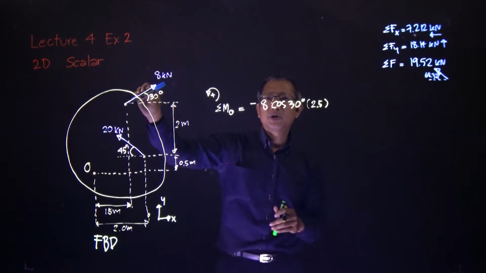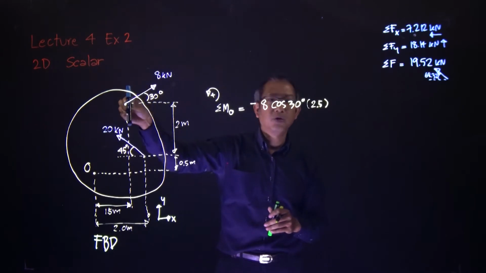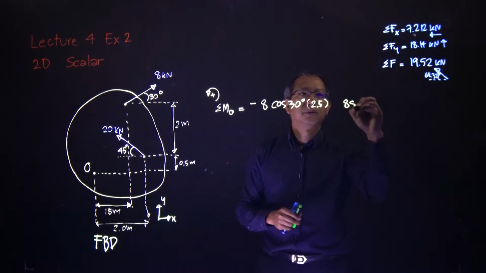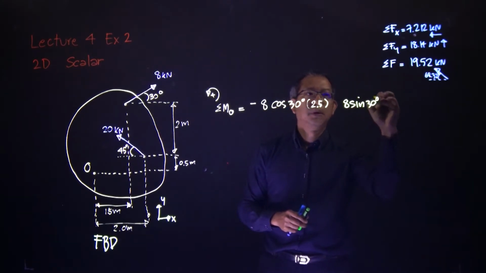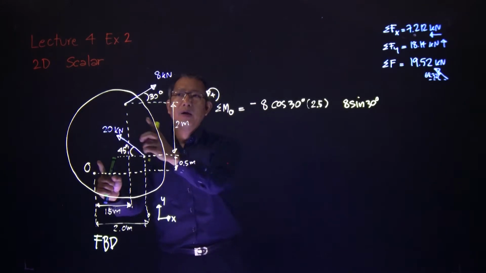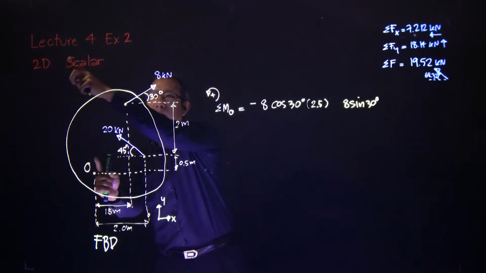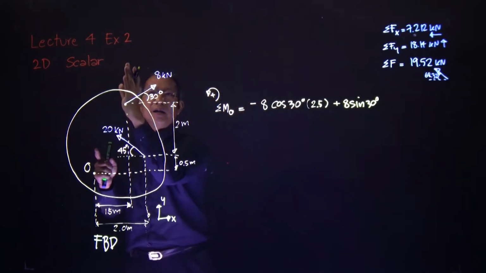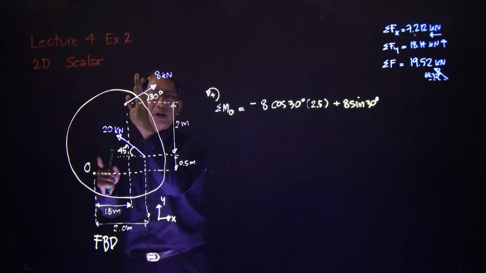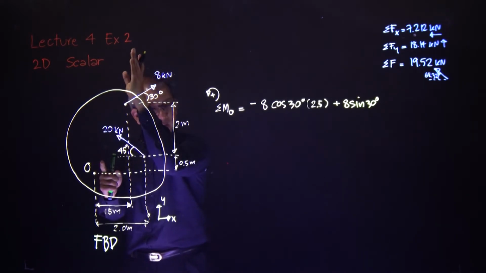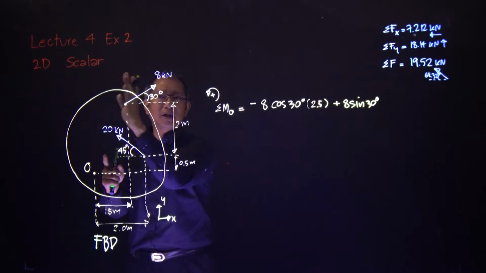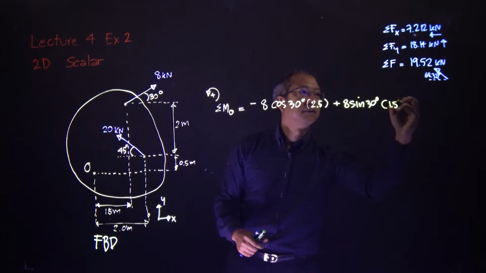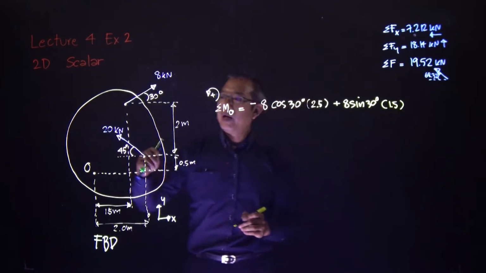Then the 8 also has another component, the vertical one, which is 8 sine 30 degrees. If I pivot about point O and push this one upward, it rotates anti-clockwise, therefore that is positive. That 8 sine is actually vertical, so the perpendicular distance is left and right. In this case, 1.5 meter. Then we have the 20.